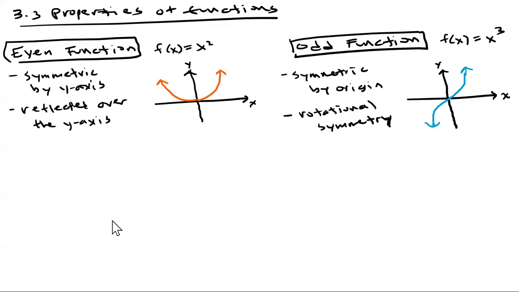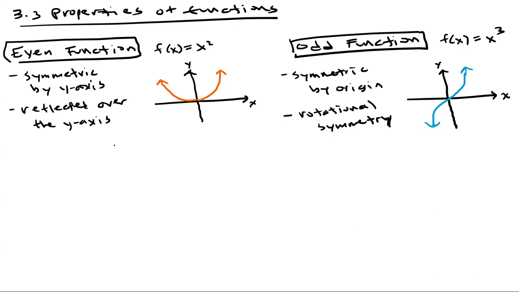Okay, so in this section, we're going to talk about properties of functions. And in order to do the properties of functions, we need to understand these two important concepts, an even function and an odd function. So an even function, an example would be like f of x equals x squared, okay? And the graph looks like this.